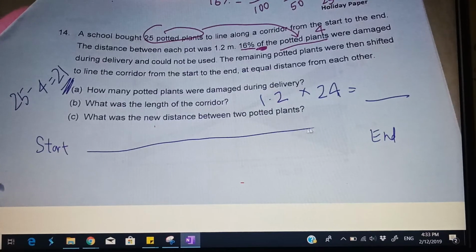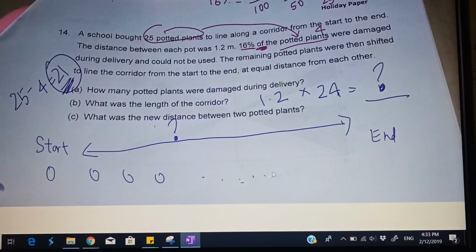You know that the distance from the start to the end is this one over here, which you found earlier in part B. And now you have to evenly split out the 21 potted plants. So 1, 2, 3, 4, all the way until you put the 21st potted plant. So now you have to find what's the distance between each. Okay?